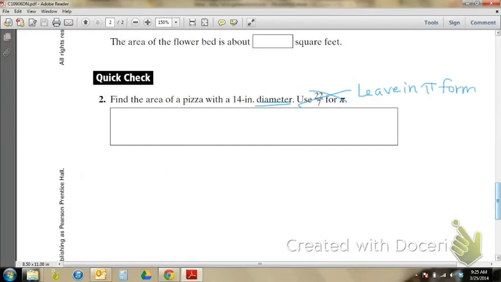Okay, but remember that you're given the diameter and you need the radius. So first you have to figure out the radius and then use it to find the area. I will check your work in class.